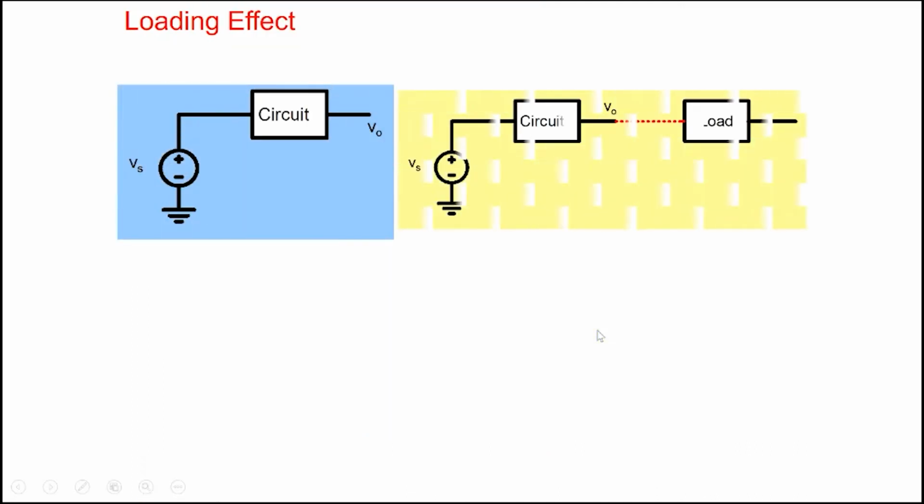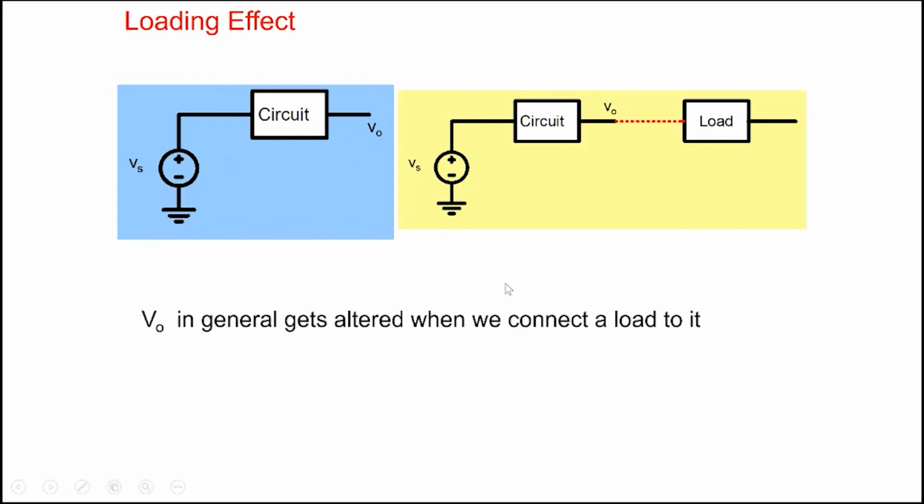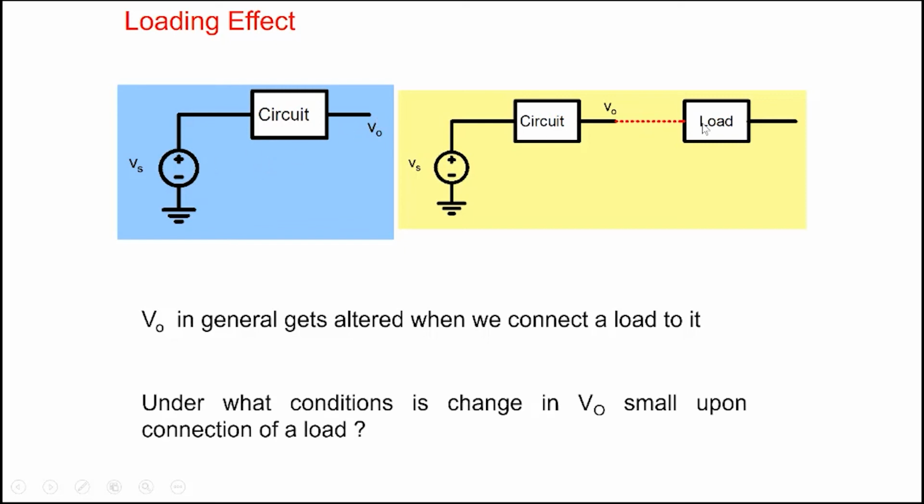This is what we mean. We have a circuit, and you understand the property of the circuit, V0 versus Vs, and then you connect a load. When you connect a load, V0 in general gets altered. So the relationship between V0 and Vs gets altered by the load that is present here. But there are certain conditions under which the change in V0 is very small.